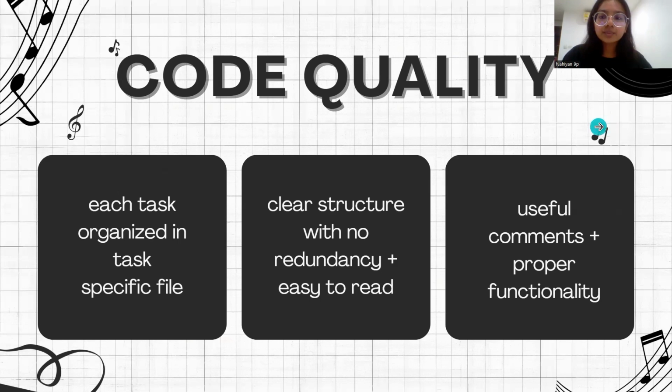Along with that, we used a very clear structure with absolutely no redundancy. The fact that we use about 20 functions ensured our code had a very clear structure with absolutely no redundancy, because no code had to be repeated. Our code is easy to read for other programmers. We used useful comments in many lines of code, and our code essentially works really well.